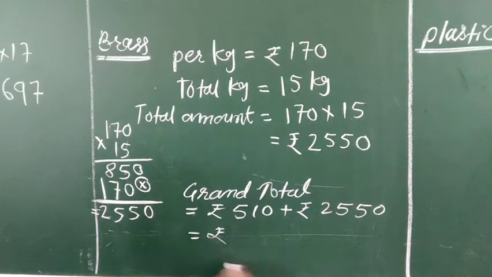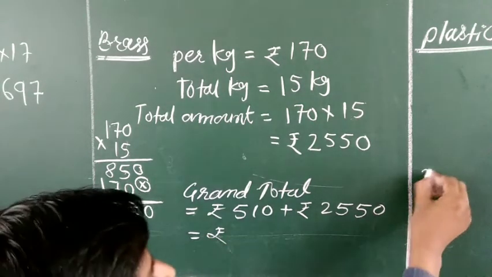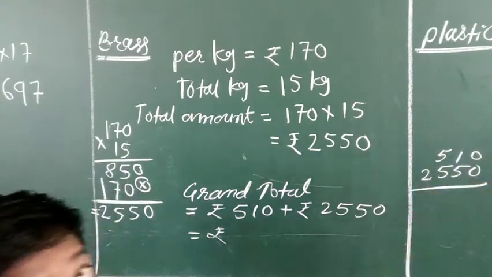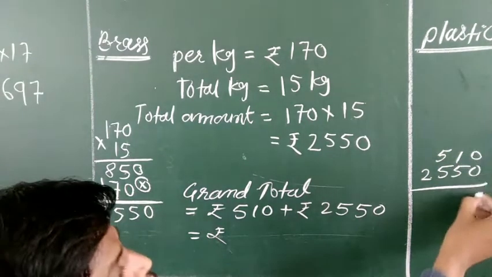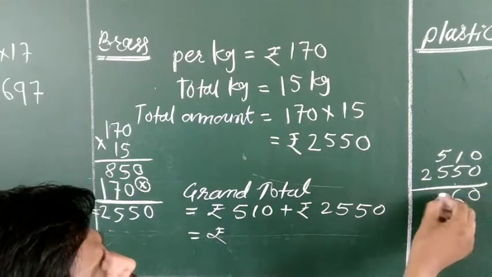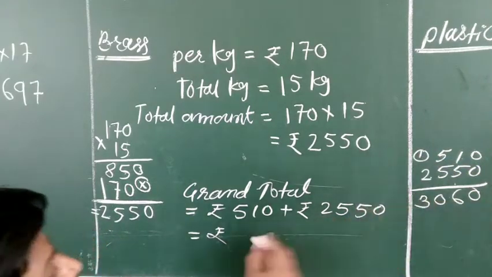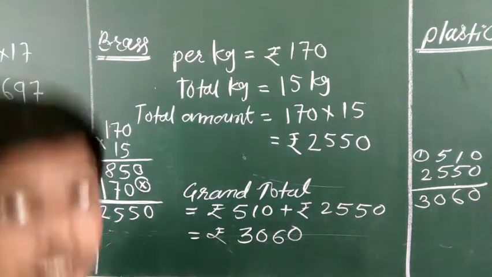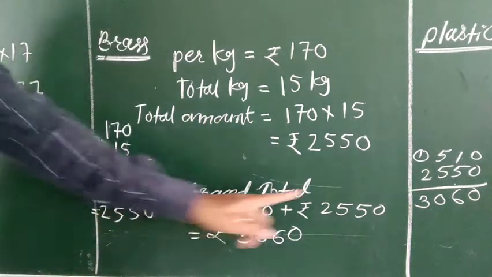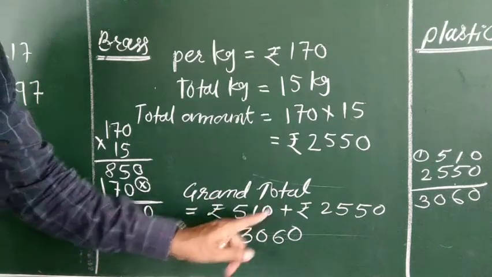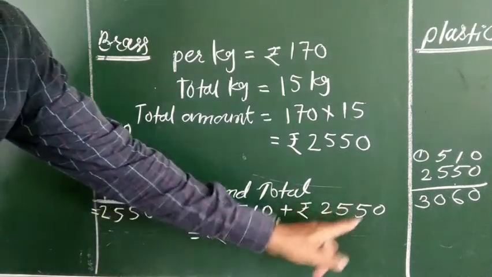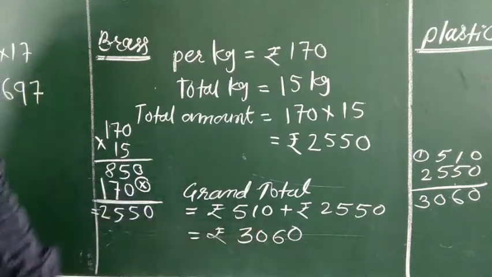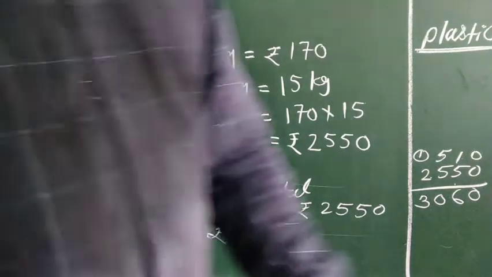So now add these two numbers like this, 2550 and 510. See, 0, 6, 10, carry 1, it is 3. So what is this? 3060. So see, grand total is equal to rupees 510 plus rupees 2550, which equals rupees 3060. Now next.